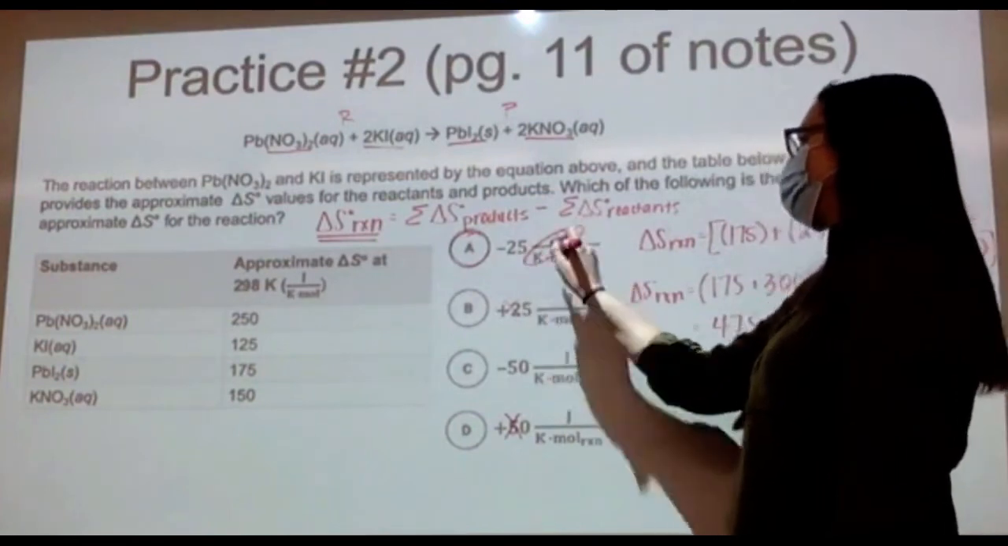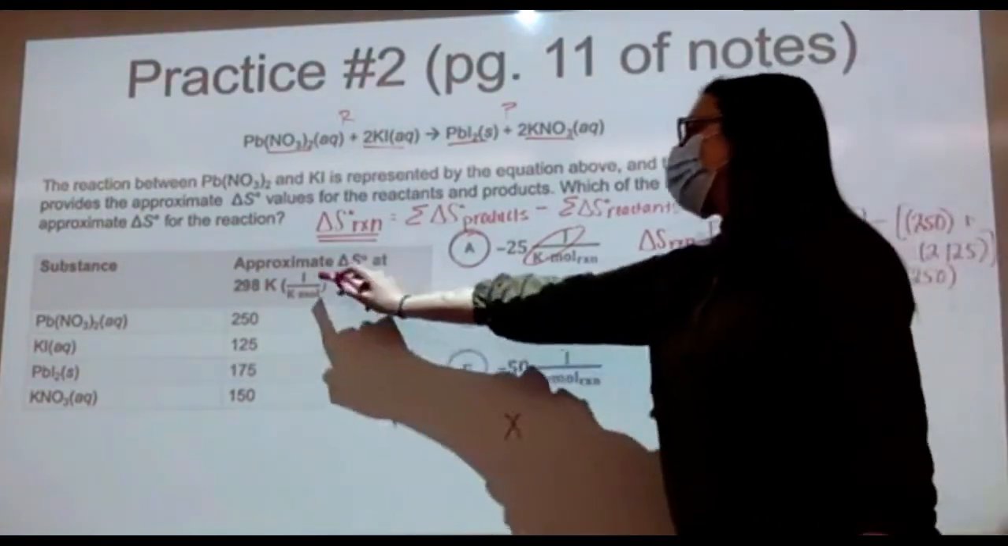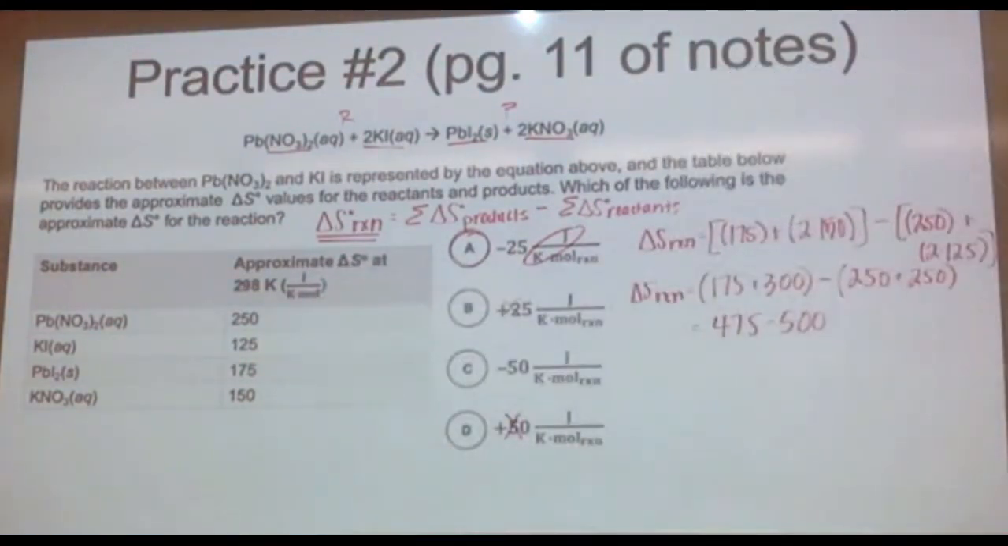And our entropy units, it looks a little bit different than delta H. Usually we give kilojoules. Entropy is joules per Kelvin, which they gave us the units. We just have to make sure we pay attention.